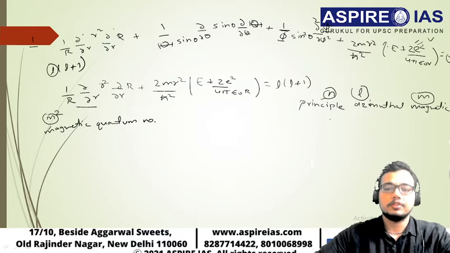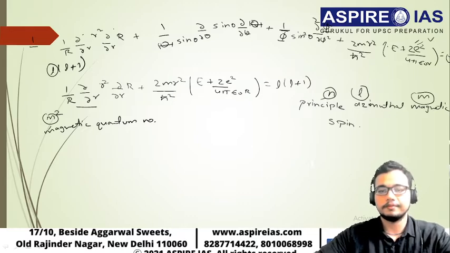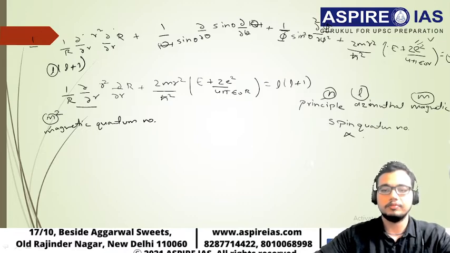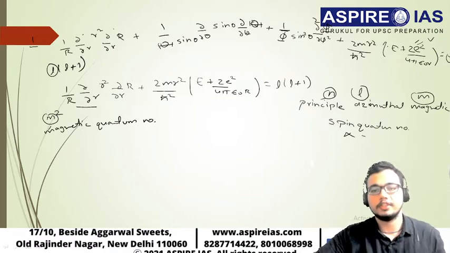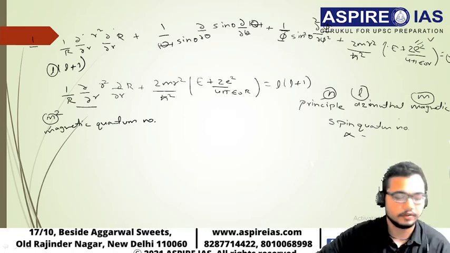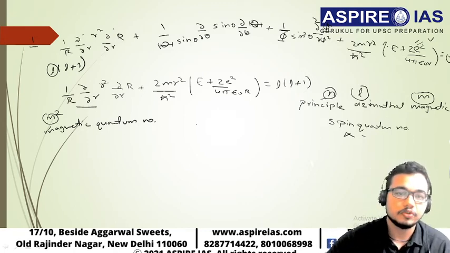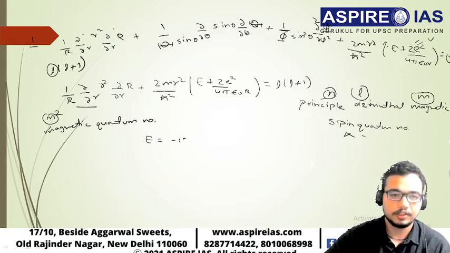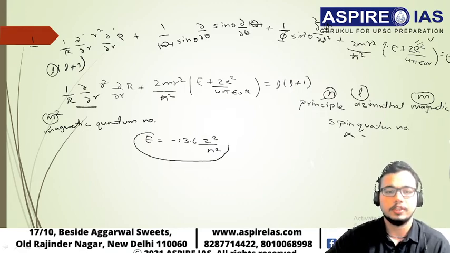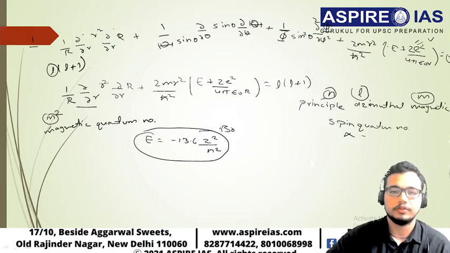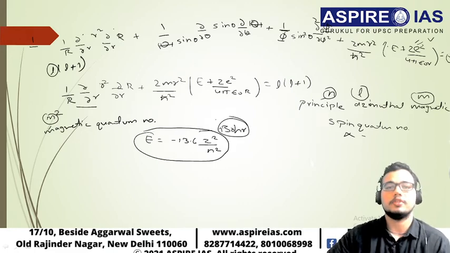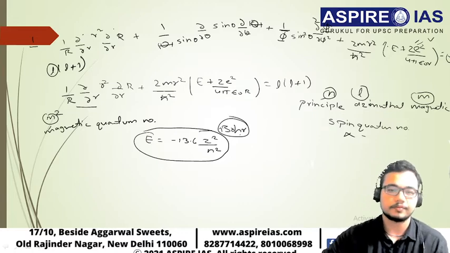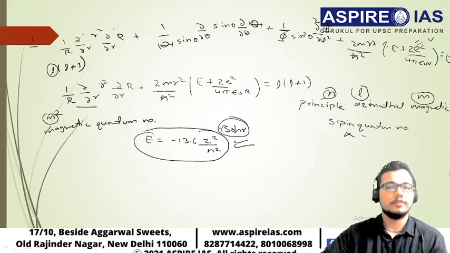What we have to remember is the spin quantum number, the fourth quantum number. We do not get this from the Schrodinger wave equation. We get just n, L, m from the Schrodinger wave equation. And upon solving these equations, the energy that we get is minus 13.6 z square by n square. This is equal to the energy that we got by Bohr. So Bohr's calculation was correct for the hydrogen atom. This we can confirm from this value of energy.